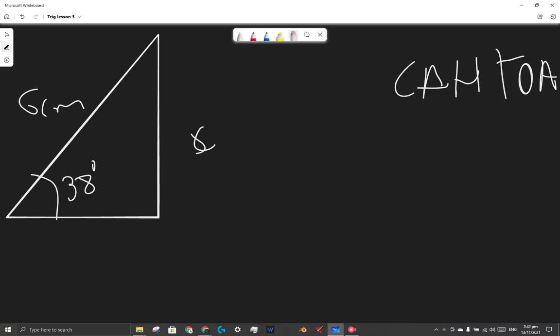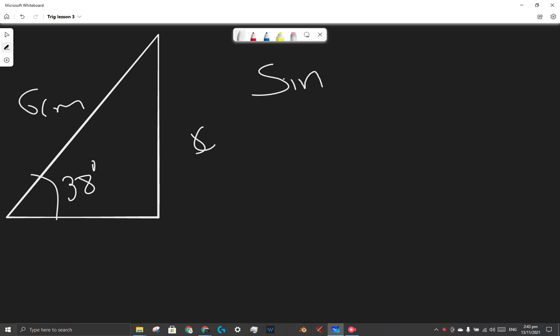And if you solved this before and you selected sine, well done. As you can see, we have our opposite and we have a hypotenuse. So sine is opposite over hypotenuse. So sine of 38 is equal to x over 6.